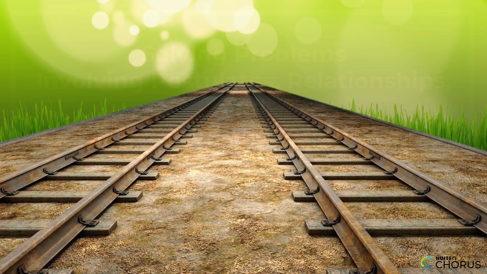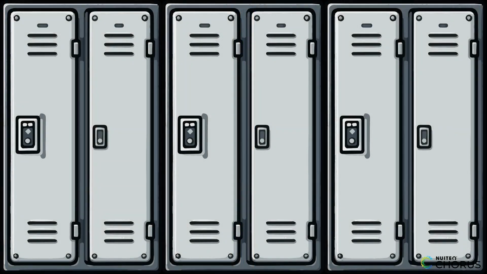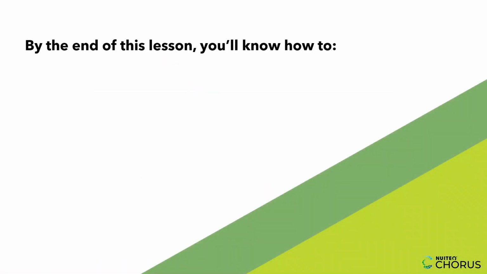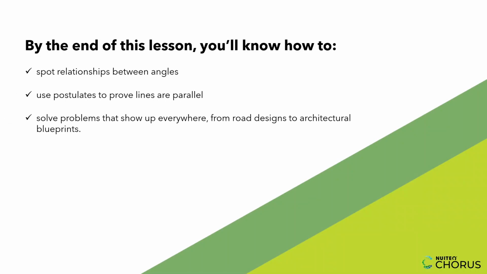Have you ever noticed how train tracks, highways, or even rows of lockers seem perfectly aligned? That's geometry at work, and today, we're diving into the world of parallel lines and transversals. By the end of this lesson, you'll know how to spot relationships between angles, use postulates to prove lines are parallel, and solve problems that show up everywhere, from road designs to architectural blueprints.